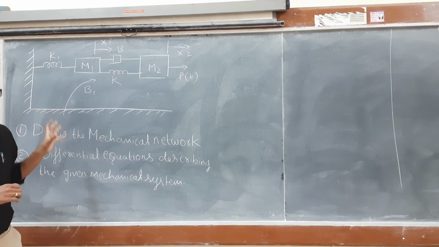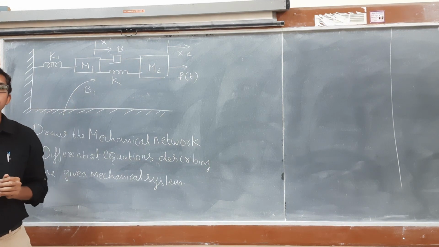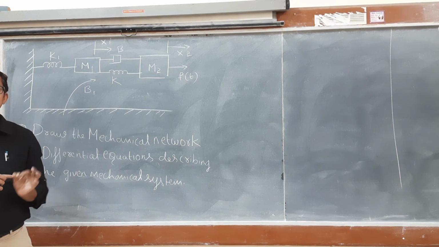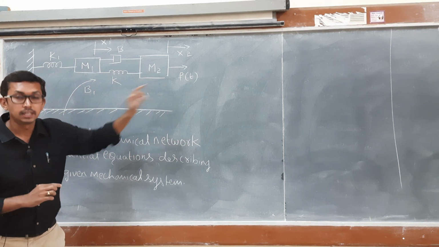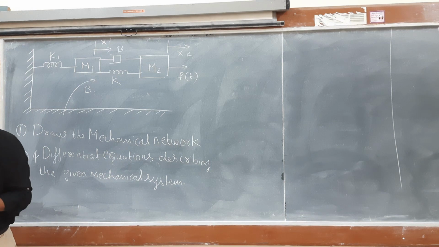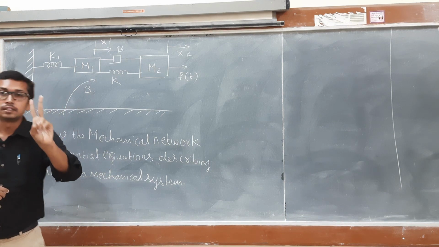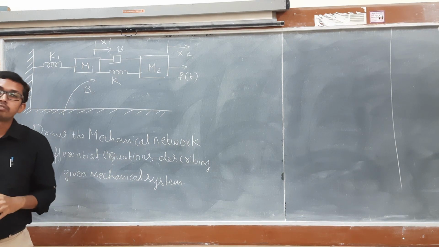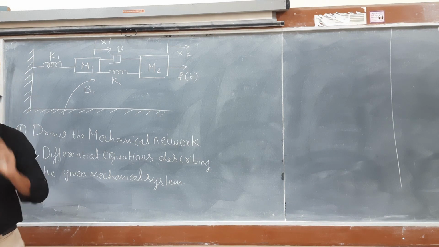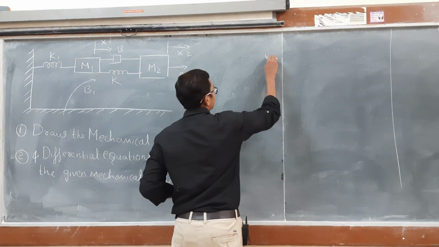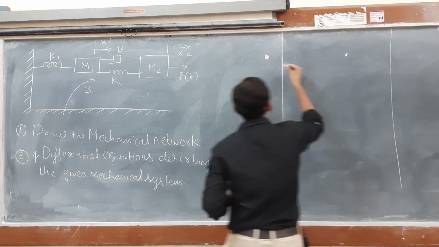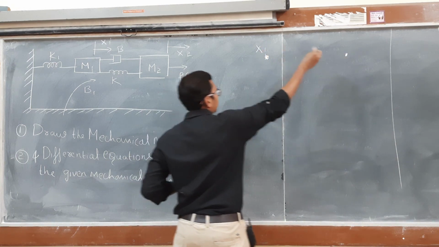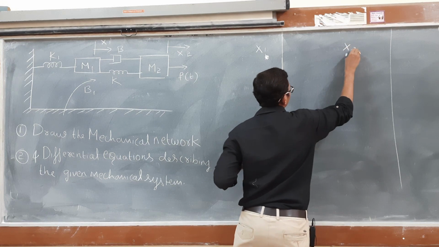So while drawing the mechanical network, first we need to represent the nodes. You need to identify that the number of masses is equal to the number of nodes. How many masses are there? There are two masses. Therefore, how many nodes will be there? Two nodes. That is the first step. This is node number 1, this is node number 2, x1 and x2.